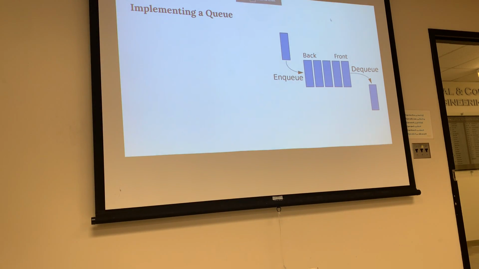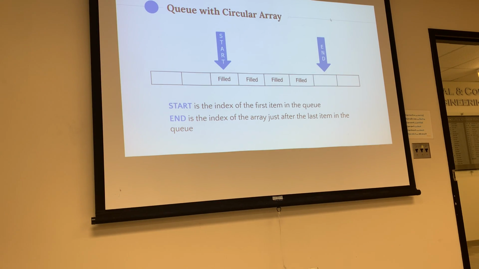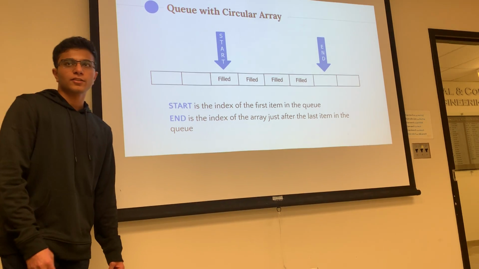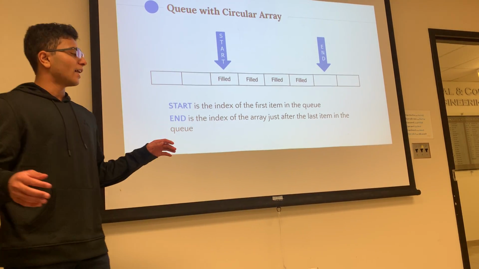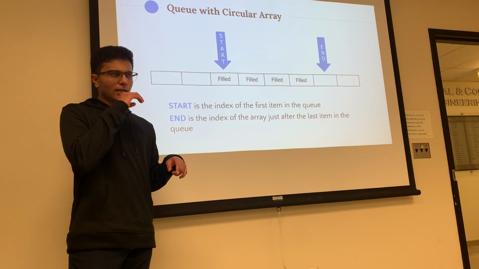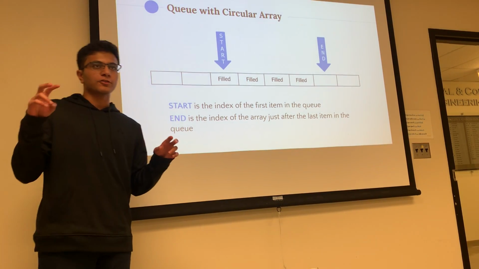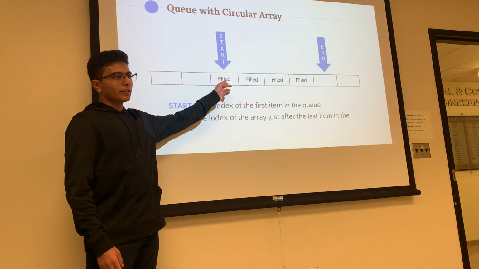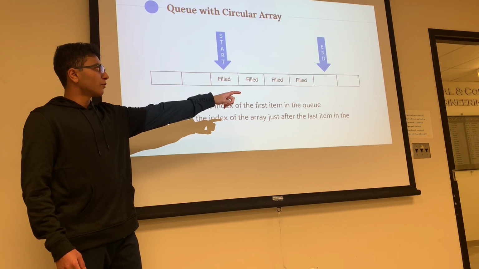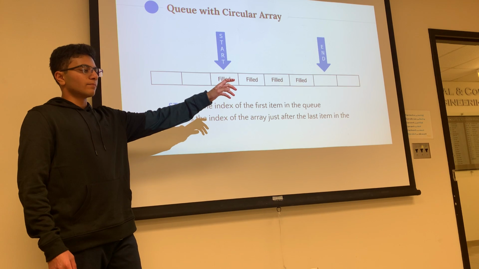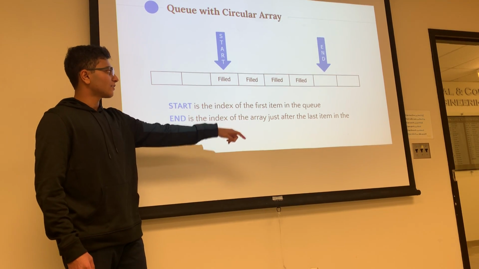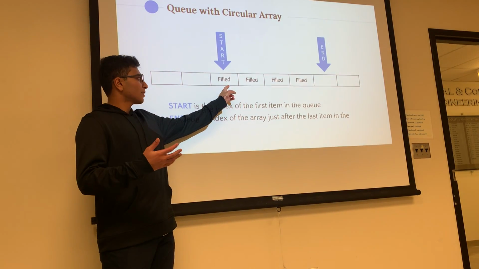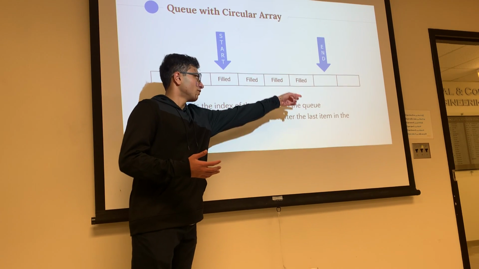Okay, so let's move on. The first way that we can implement a queue is with a circular array. A circular array is basically a big array, and you have two pointers pointing into the array that denote the start and the end of the actual data that you care about. Start is the pointer that points to the front of the queue, and end is the pointer that points to the part of the array immediately after the last object in the queue. So in this case, this cell would denote the first object in the queue, then this would be the second, third, and fourth.